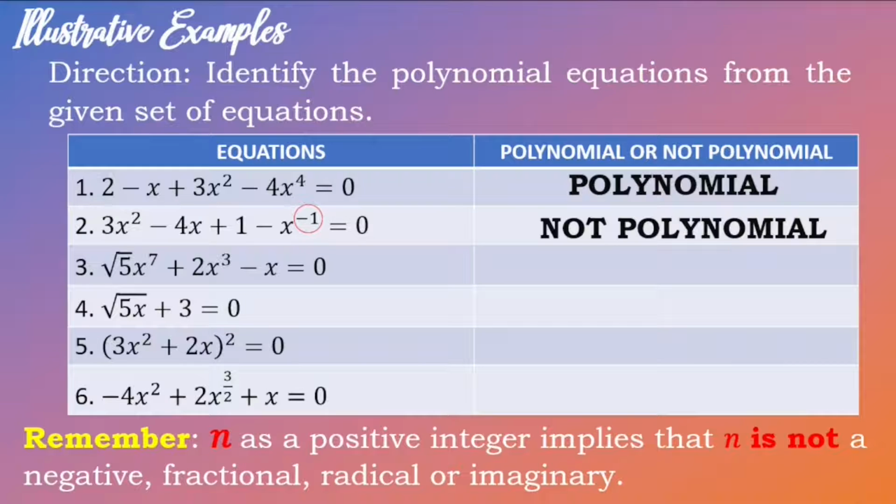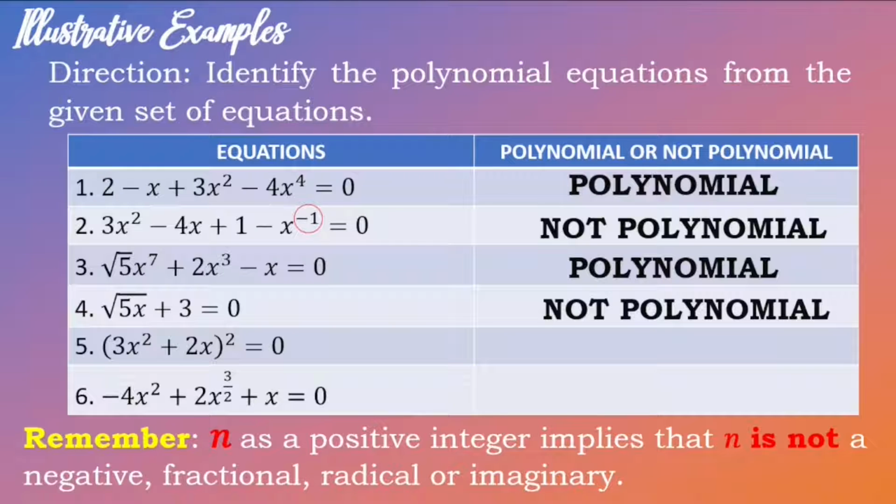Number 3, square root of 5 times x raised to 7 plus 2x cubed minus x is equal to 0. A polynomial equation or not a polynomial equation? This is a polynomial equation. Number 4, square root of 5x plus 3 is equal to 0. A polynomial equation or not a polynomial equation? Number 4 is not a polynomial equation.